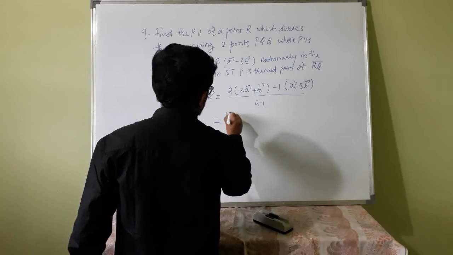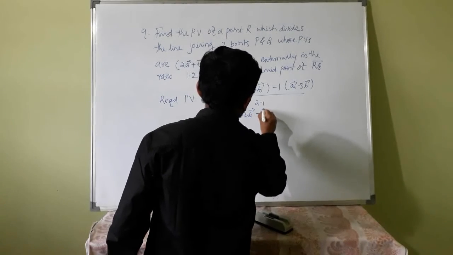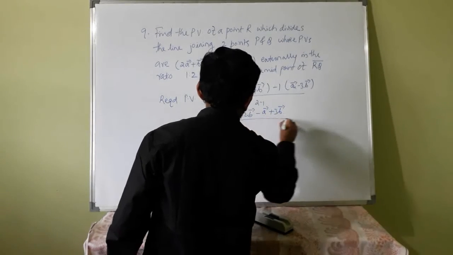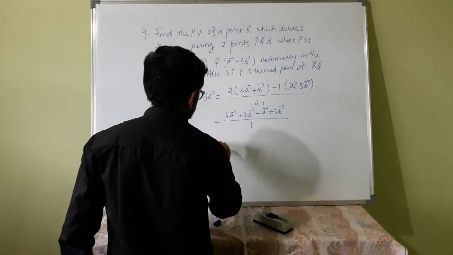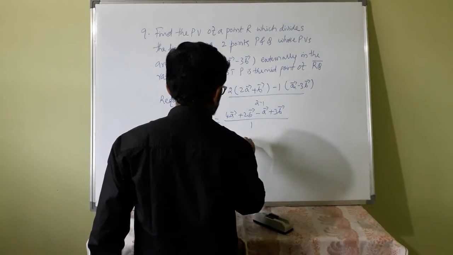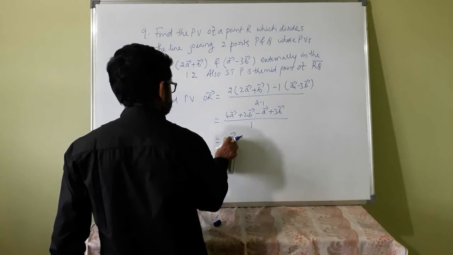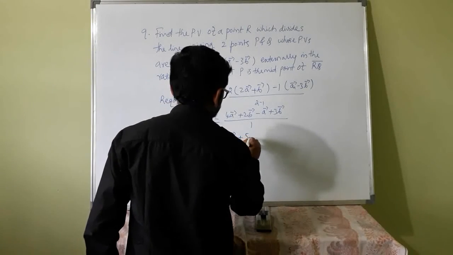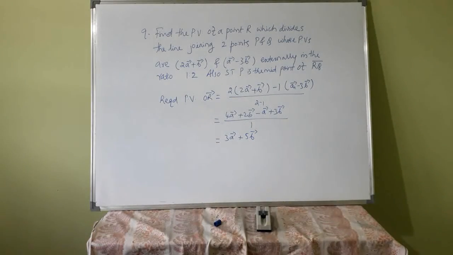4a plus 2b minus a plus 3b, divided by 1, that is 3a plus 5b. Okay, that is the required position vector.